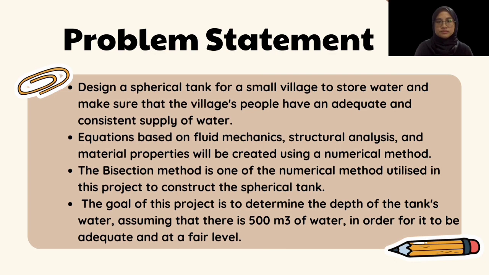The problem of this project is to design a spherical tank for a small village to store water and make sure that the village people have an adequate and consistent supply of water. By using the numerical method, the equation based on fluid mechanics, structural analysis, and material properties will be created. The numerical method used in this project to construct the spherical tank is the bisection method. The purpose of this project is to determine the depth of the tank's water, assuming that there is 500 meter cube of water in order for it to be adequate and at a fair level.